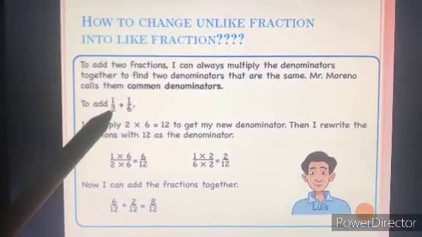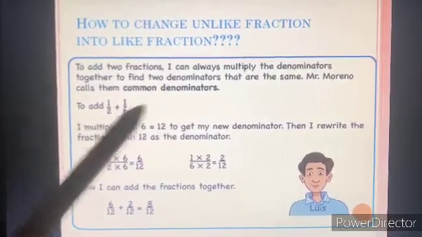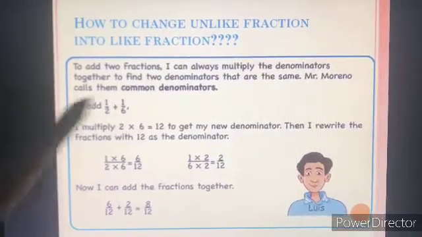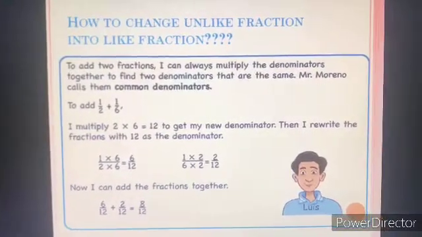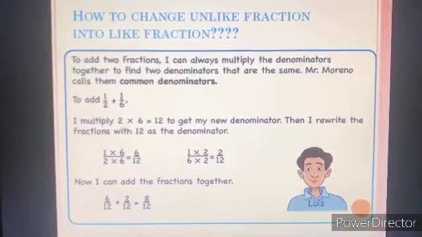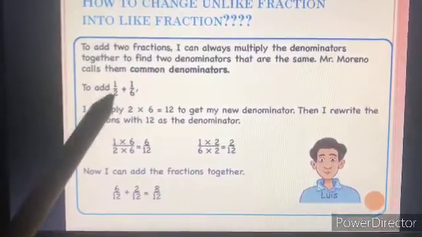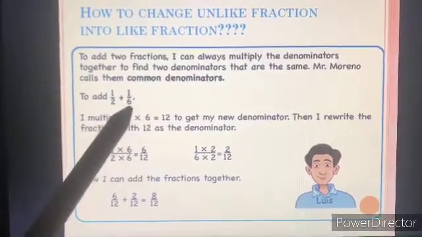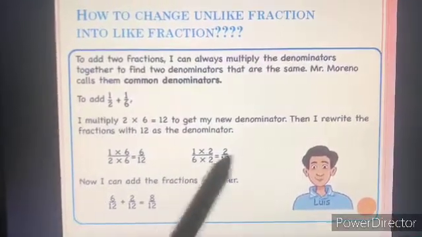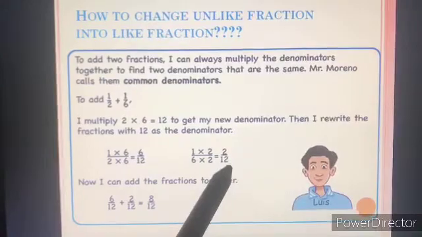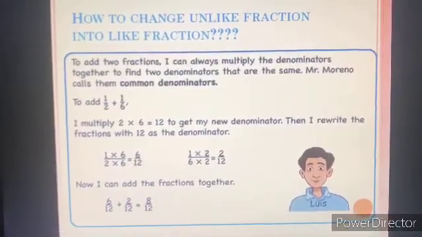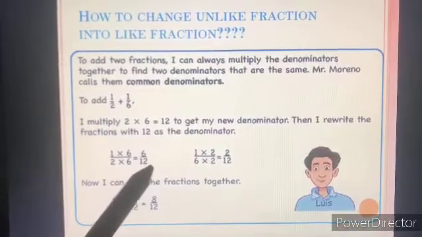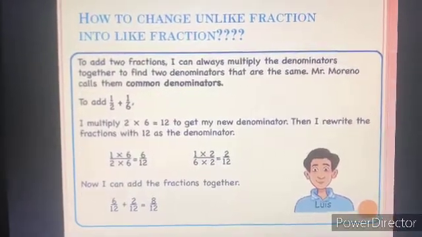Here I multiply 2 with 6 and here I multiply 6 with 2. I multiply them with each other, so I get the same denominator. 2 times 6 is 12, and 6 times 2 is also 12. So 12 and 12, the same denominator. But when I multiply the denominators, I will also multiply the numerators.